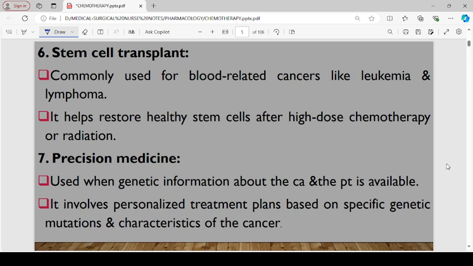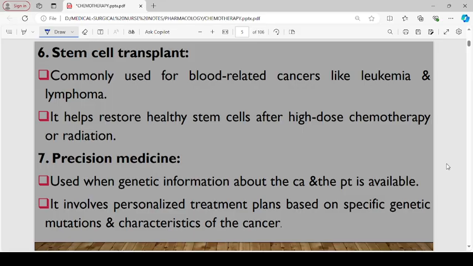Stem cell transplant is the sixth one. This is commonly used for blood-related cancers like leukemia and lymphoma. Remember, these are hematological disorders. Stem cell transplant helps restore healthy stem cells after high-dose chemotherapy or radiation.